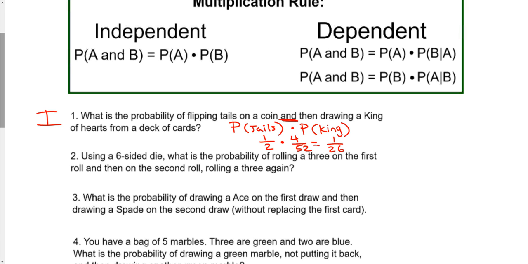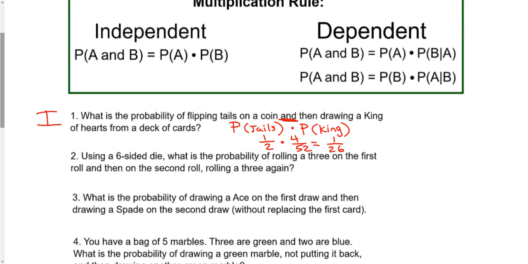So guys, just drawing the king, I think it's like a 1 in 13 chance. But if you add having to flip a coin to it, it makes it harder to happen. 1 out of 13 is more likely than 1 out of 26. How do I know that? Because with fractions, the bigger the bottom number gets, the closer it gets to 0. So if I was just trying to pick a king, I have 1 out of 13. If I want to pick the king and get the tails, it goes down to 1 out of 26. And you can look at the decimals yourself if you don't believe me. But that's how fractions work. The bigger the bottom number gets, the closer it gets to 0.